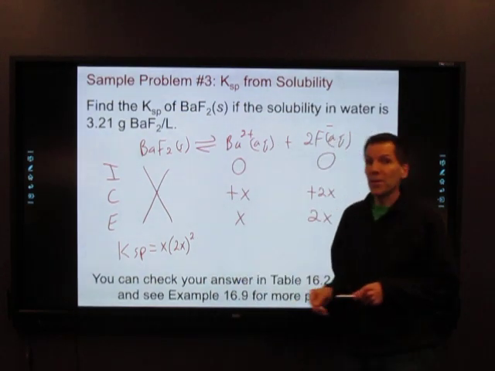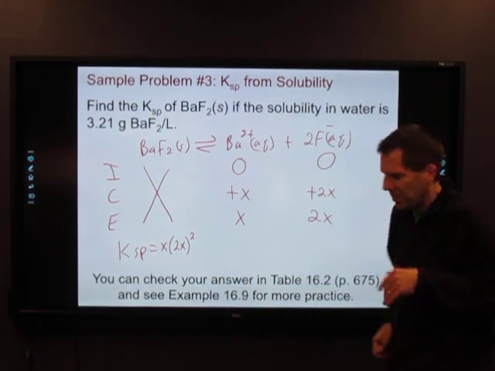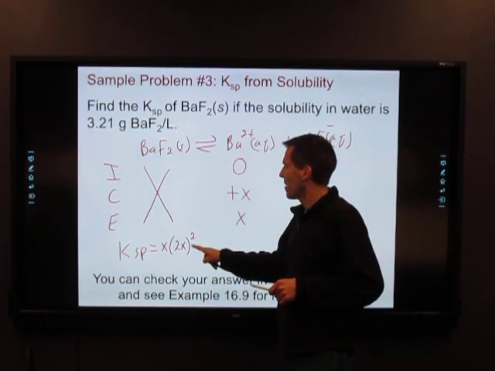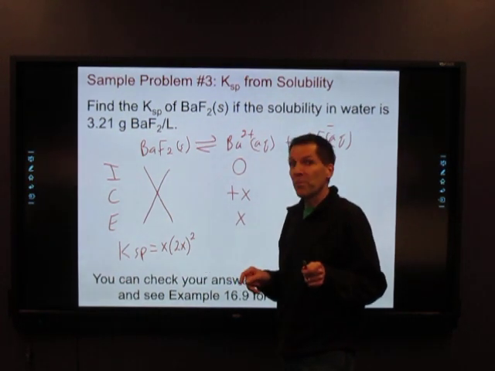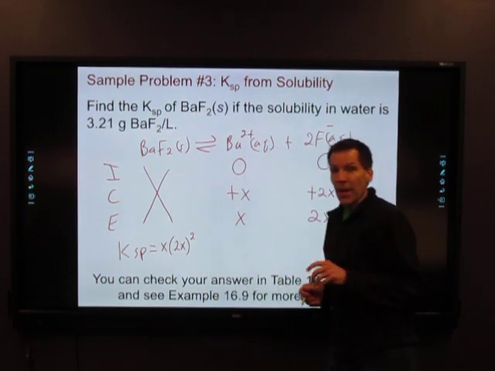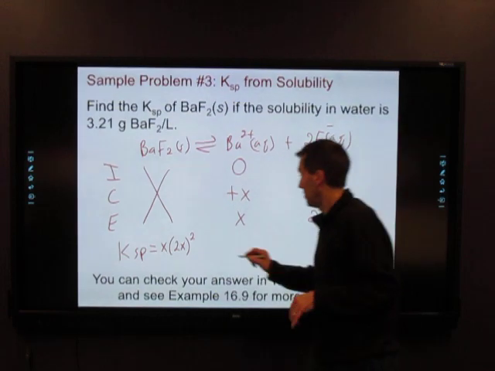One of the most common mistakes that people make on these problems is that they forget to square the 2. And so remember, this is the whole parentheses. And so this is 4x cubed.